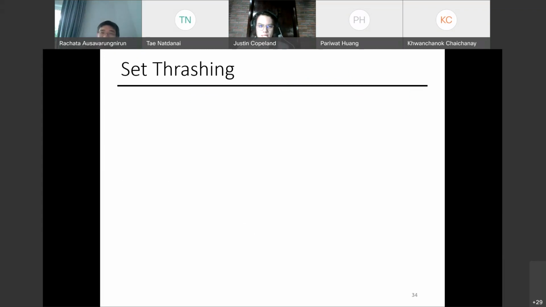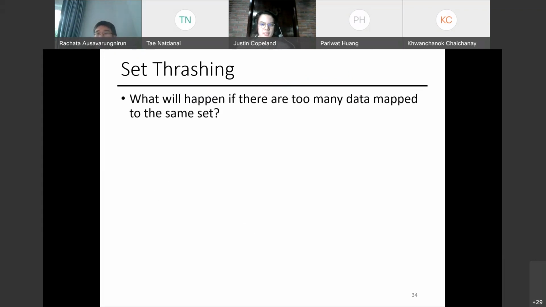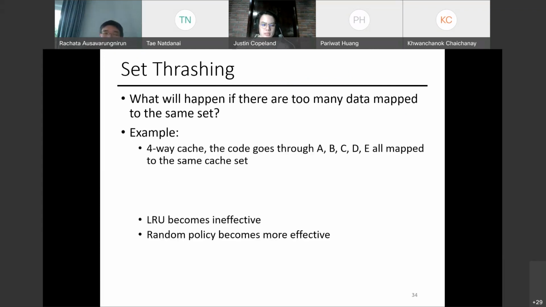The answer is yes. This is called set thrashing, right? Set thrashing. What will happen if there are too many data being mapped to the same set? I can share some example. I have a four-way cache. What does four-way cache mean? How many cache blocks can be in my one set?